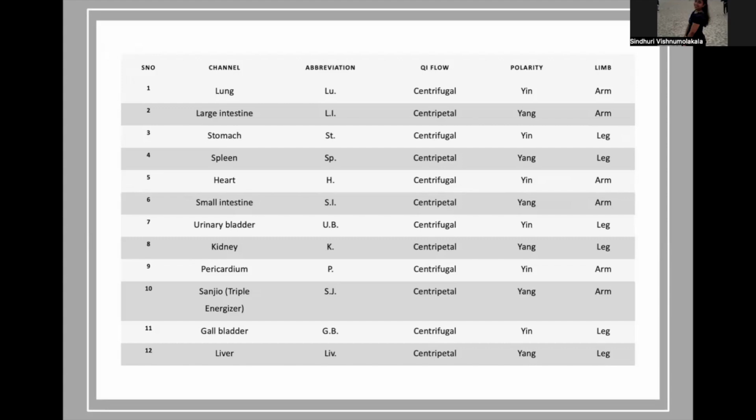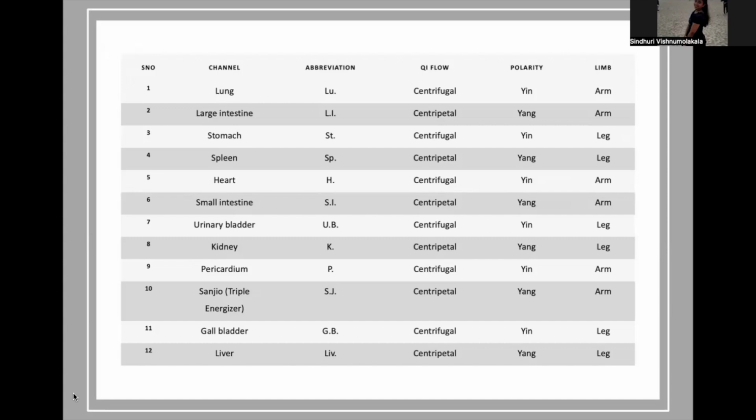So the energy in these channels ascends upward from the foot to the chest and connects with the three yin channels of the hand, which are lung, heart, and pericardium. So that is how the energy flows throughout and within the body, completing one big cycle.